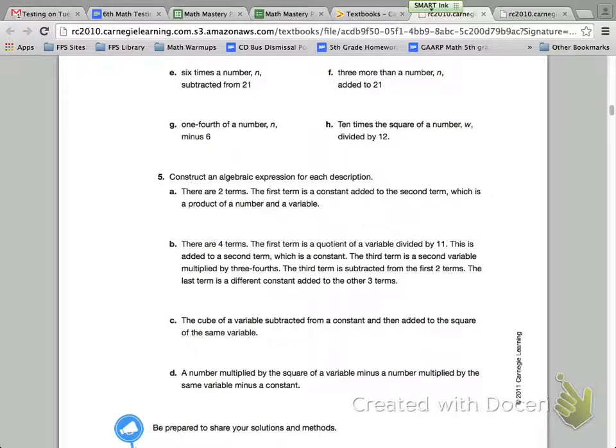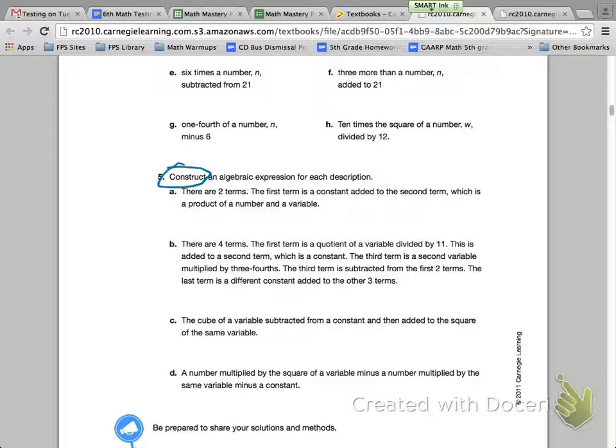The last problem that we're going to do today is problem 5. It says construct an algebraic expression for each description. It says there are 2 terms. The first term is a constant added to the second term, which is a product of a number and a variable. Wow, that is a mouthful. So let's slow down, reread it, and try and make sense of it. It says construct. Now I know that construct means to build. So I have to make an algebraic expression.